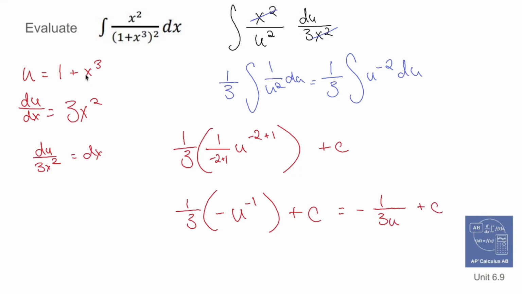Am I done? No, sir, because u is not in the original problem. 1 plus x cubed is. So to finish this puppy up, we're going to call this negative, oh boy, 1 over 3 times 1 plus x cubed, plus c. And I think that should do it. Fun stuff.